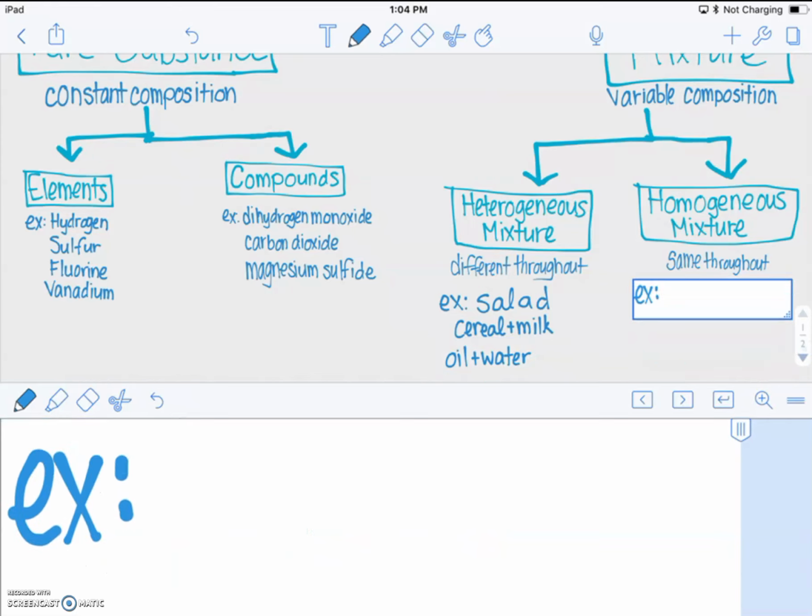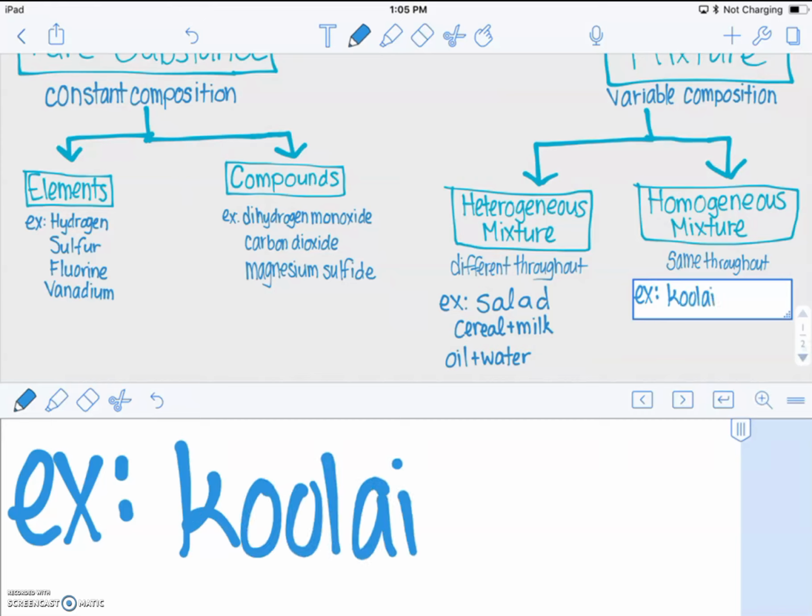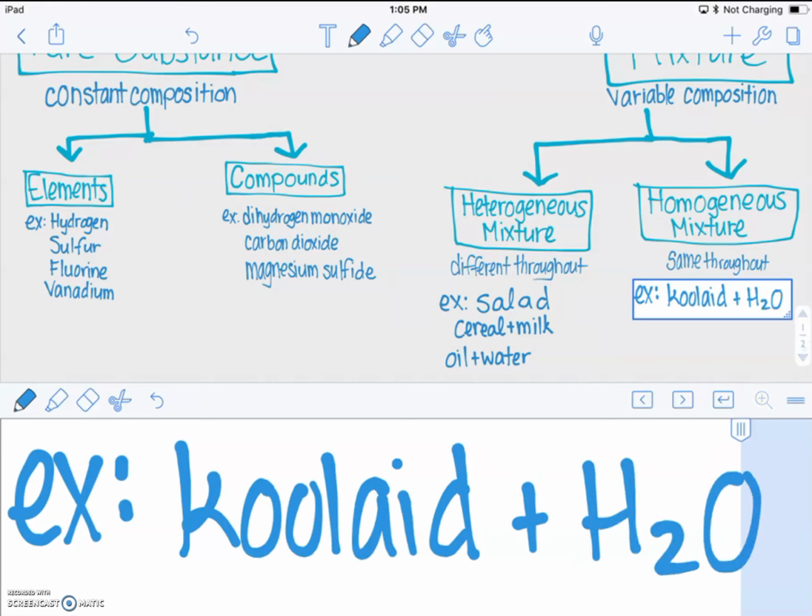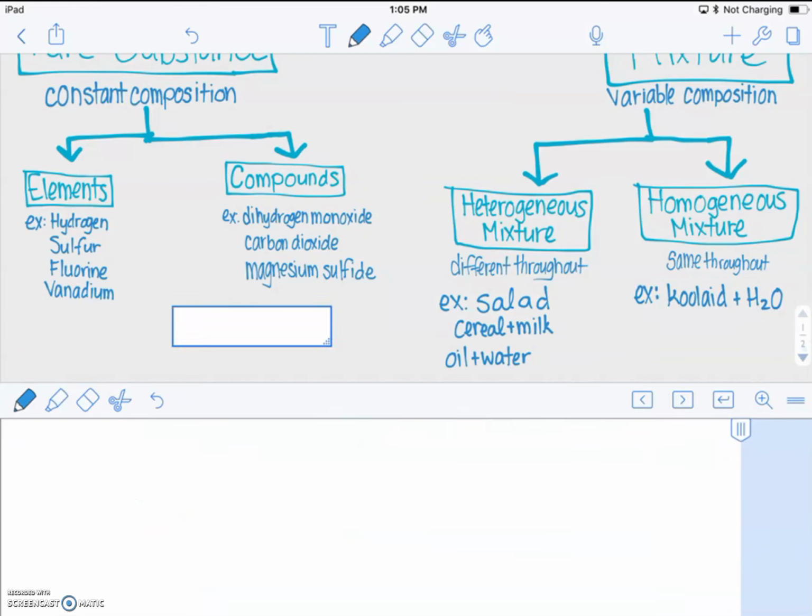Now, for homogeneous mixtures, the mixture has to look the same throughout. Obviously, I just wrote that down there, but that means you cannot identify the individual parts of that mixture once it's together. So, for example, if you mixed Kool-Aid into water, you know that it's in there because water isn't normally whatever color that Kool-Aid is, but if you tried to identify an individual water compound versus an individual Kool-Aid compound, you would not be successful.